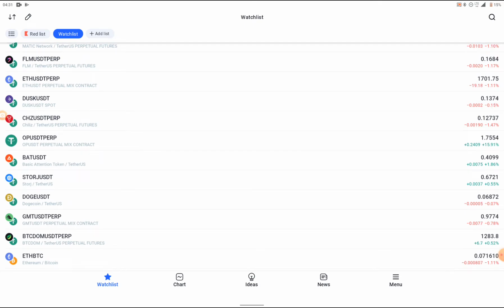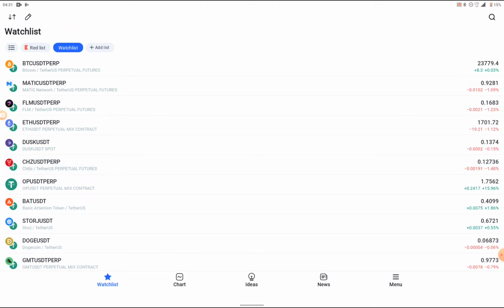So if you're a newbie in this space, these are things that you need to know: support and resistance, trend line, candlestick patterns, and all of that.